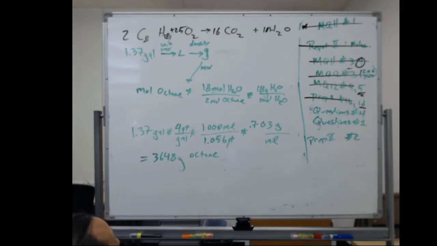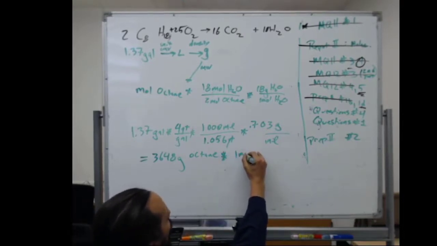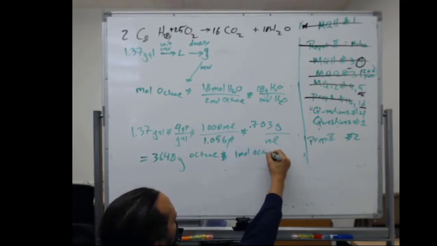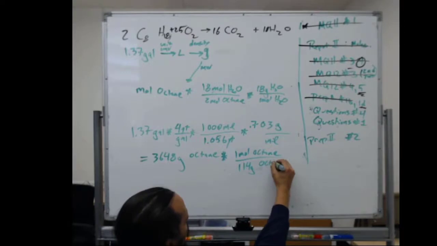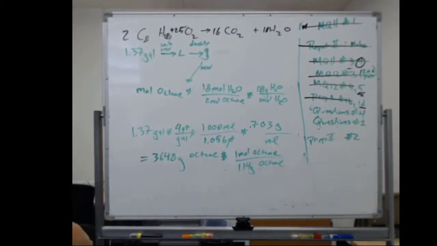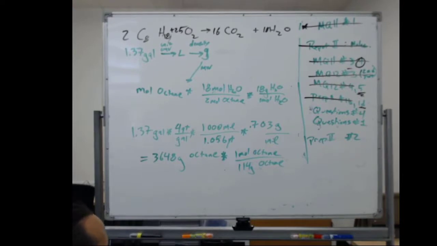Then we can take our molecular weight. Oh, this was the other place I messed up. 12 times 8 plus 18 is 114. 1 mole of octane is 114 grams of octane. That is going to get us this number of moles of octane times 3,648. Oh, I messed up.